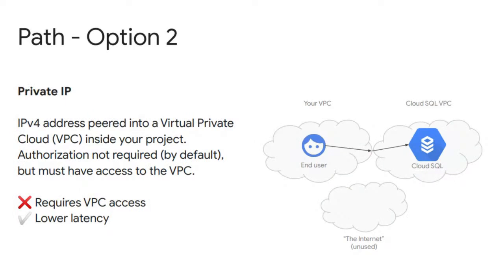The second option you have is to connect using a private IP. A private IP is an IPv4 address peering to the virtual private cloud, VPC, inside your project. Authorization is not required by default. We don't need any authorization since it's private, but you must have access to the VPC. The benefit is that usually we have lower latency, because you're not connecting through the internet, but directly through an internal direct network.